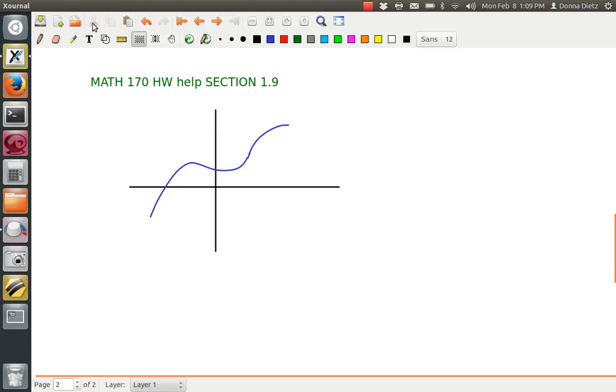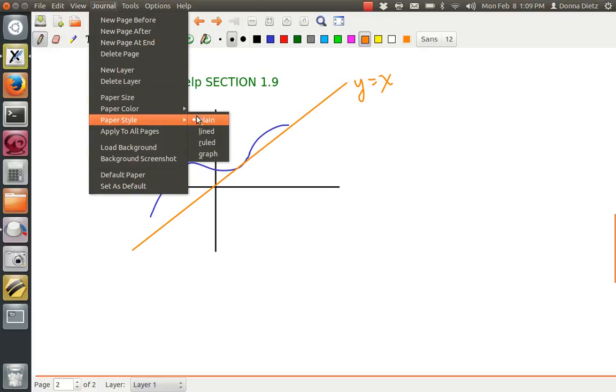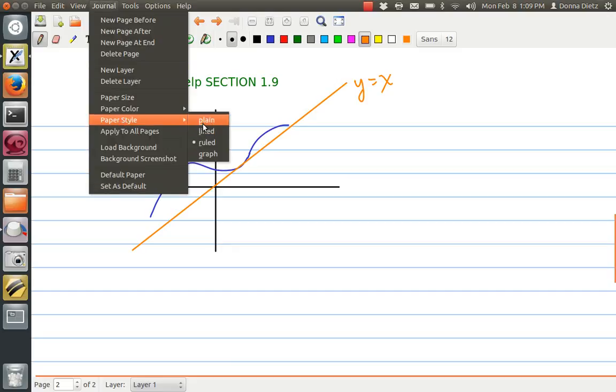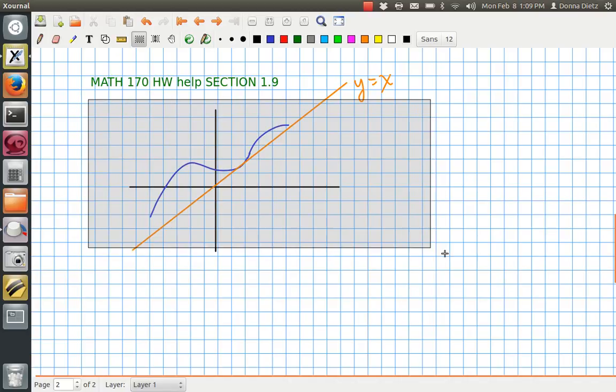Now, that being said, I'm going to just show you artistically what your objective is here. Your objective is you're supposed to reflect through the y equals x line, and if the original function is invertible, what you will get is the inverse function. Okay, so hold on a second. I'm going to just do some graph paper, just to make this a little easier to see what's going on.